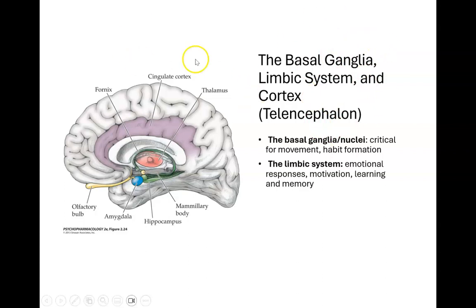We also have the limbic system, which is made up of the cingulate cortex, the fornix, the mammillary bodies, which are located right here, the hippocampus, and the amygdala. And the limbic system is going to be really critical for a lot of our emotional responses, motivation, learning, and memory. And the limbic system, particularly the mesolimbic pathway, can be hijacked, and thus we process a lot of reward there, and drug addiction may happen by hijacking that mesolimbic circuit.